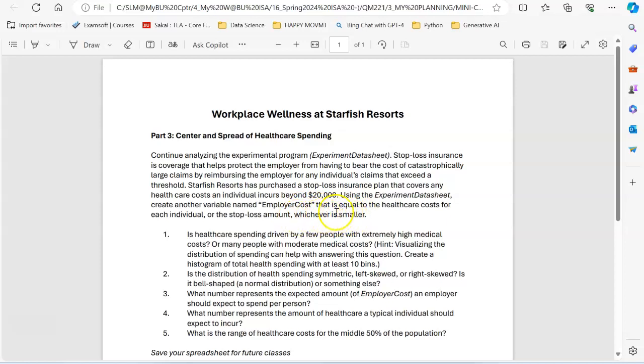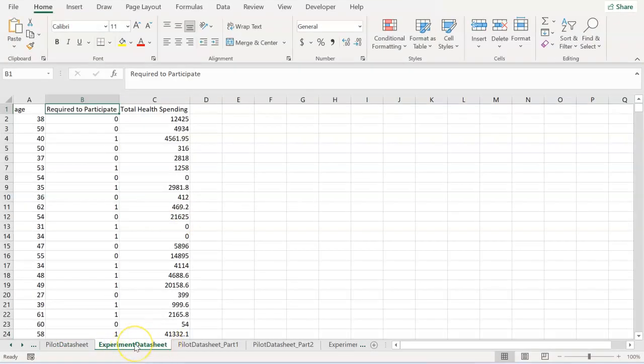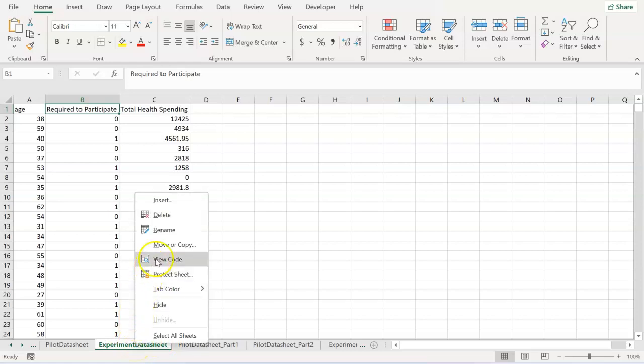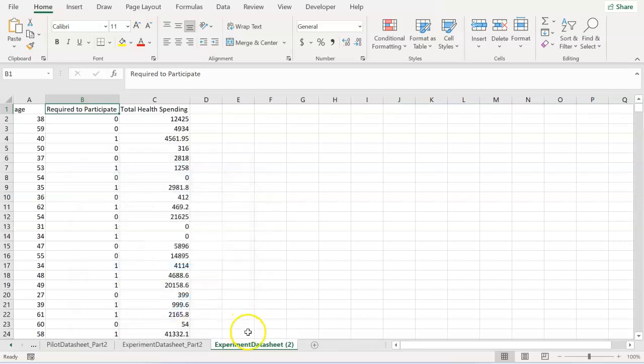So we're going to do a minimum between the stop-loss amount, which is $20,000, so meaning between $20,000 and the cost. That's going to be called employer cost. So let's create that. Let's go to the Starfish data, and we're going to go to experiment data sheets, and let's make a duplicate of it. Right click, move or copy, create a copy, and then move to the end. Okay. And I'm going to call this experiment data part 3. This we're answering questions part 3.